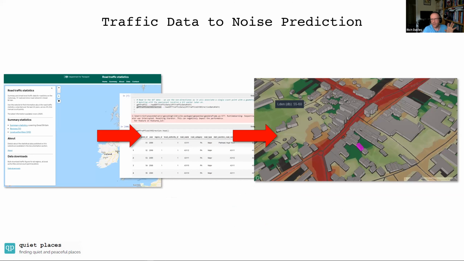So this evening, what I want to do is really just to run you through how we go from Department of Transport traffic data to a noise contour map with no particular user interaction bar the input of a postcode or a house number. There is a lot of other data in the background we need to process, but I'm just going to focus on road traffic data this evening for the example.